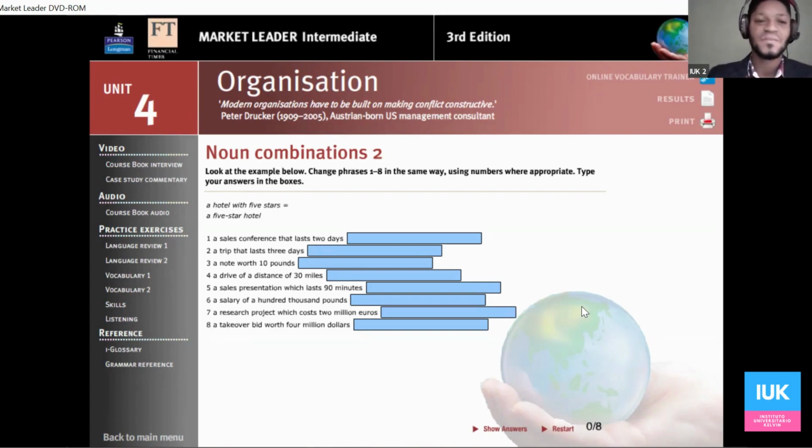Let's go. A sales conference that lasts 2 days. How would you change this phrase or sentence? What would you say? A 2 days lasting sales conference? Or a 2-day sales conference? A 2-day sales conference or a 2 days lasting sales conference? What do you think?